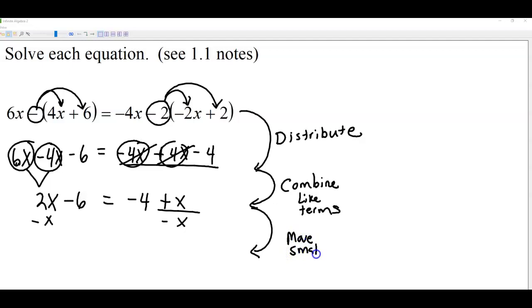What do I mean by that? I mean, like, this side has an x, this side has a 2x. Which one's smaller? Well, x is smaller than 2x. So what I would do is I would minus x on both sides. That way we get x on only one side of the equation. But in this particular problem, we don't have that.